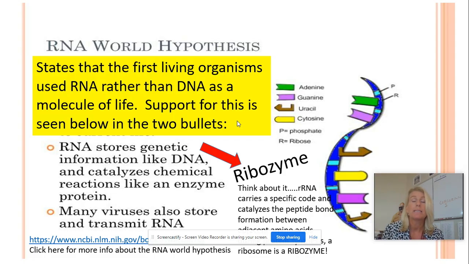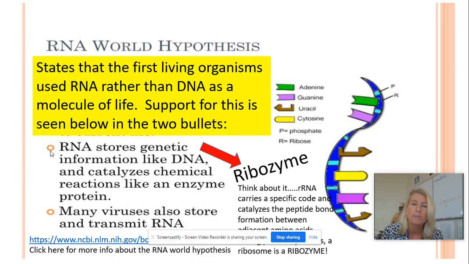Okay, this really isn't a stretch to think about. There are 2 really big important supports here. Number 1, RNA does store genetic information. You know that from Bio 1, that the DNA holds instructions, but RNA copies the instructions and we can build a protein from it. So we know that RNA holds instructions. It's a code and it holds instructions.